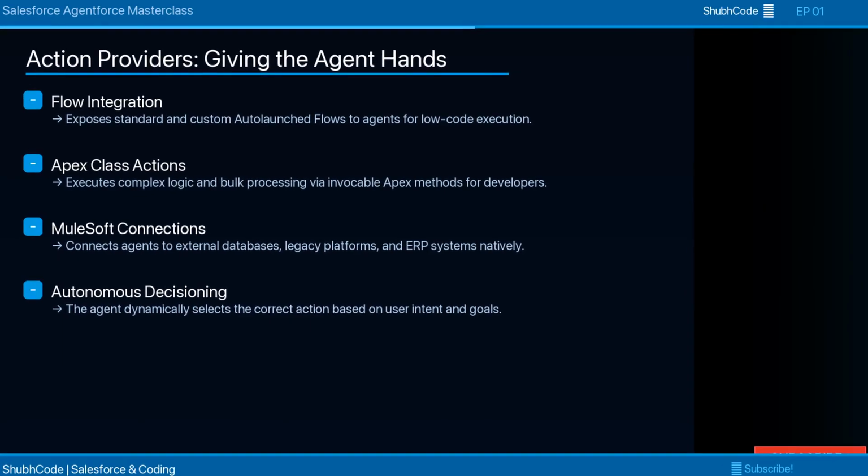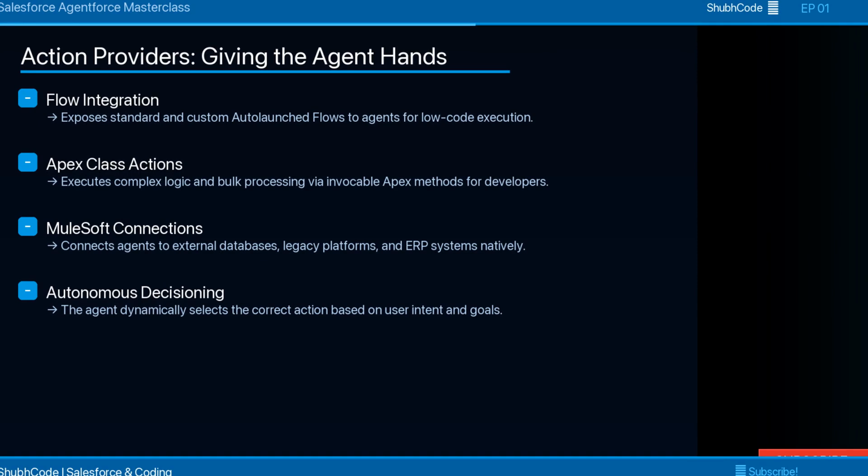A smart agent is virtually useless if it cannot actually execute processes and make changes for you. That is why we use action providers, which essentially give our Agentforce agents hands to manipulate the real world. In Agentforce, actions are driven by your existing Salesforce flows, Apex classes, or MuleSoft APIs. Think of your agent as a brain, and these actions as muscles that can update a record, kick off an approval process, or query an external ERP. By exposing these tools to the agent, it can autonomously decide when and how to trigger them based on conversational intent.